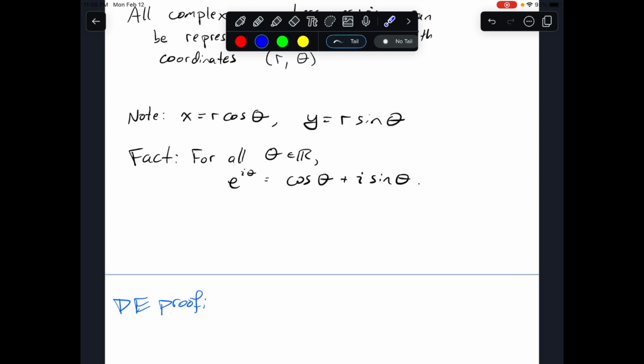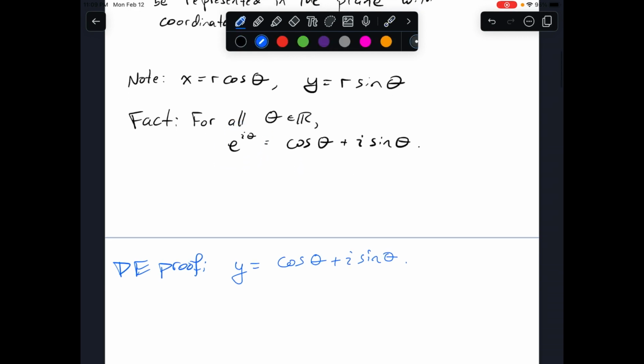They both highlight some of the connections between the fields of complex analysis and differential equations. So the first proof I'll give you is more of a differential equations flavored proof. It starts with defining y to be cosine of theta plus i sine of theta. And we're going to conclude that if y is equal to this, then y is also equal to e to the i theta.